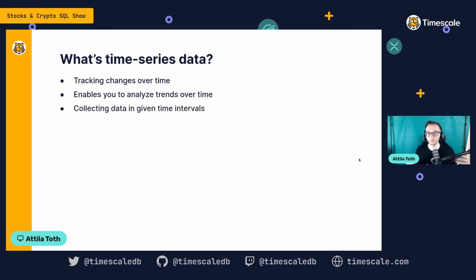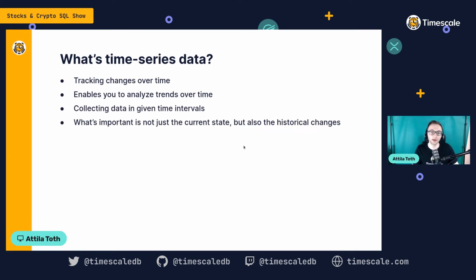And also, with time series data, you're typically collecting data in given time intervals. So this could be maybe you are collecting data every minute or every hour, and you don't just care about the current state, like what was the most recent value. You also care about the historical changes. With NFTs, for example, you want to know what was yesterday's volume for a given collection, but then you also want to know what was the volume the day before that, or a month in the past. This way you can visualize time series data using time series charts, and you can see historical changes and see the trends over time.